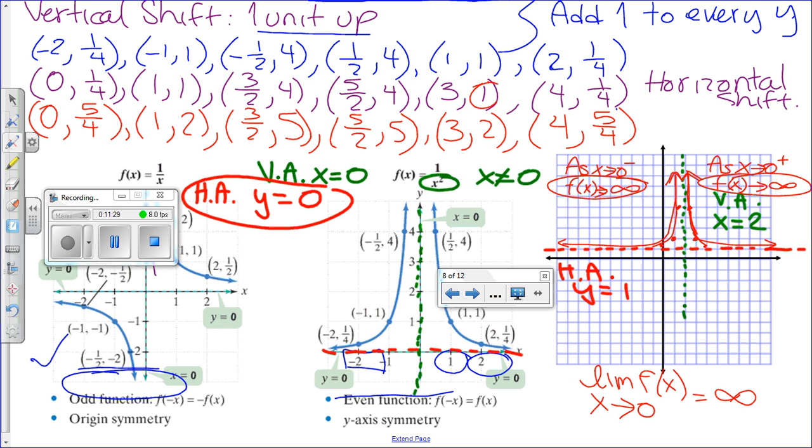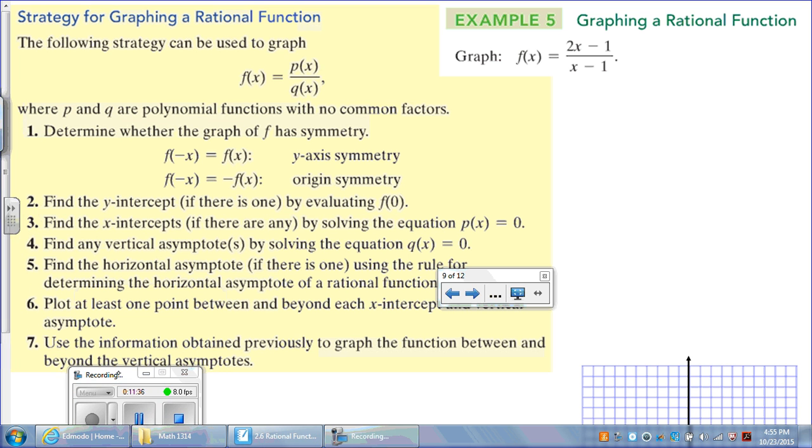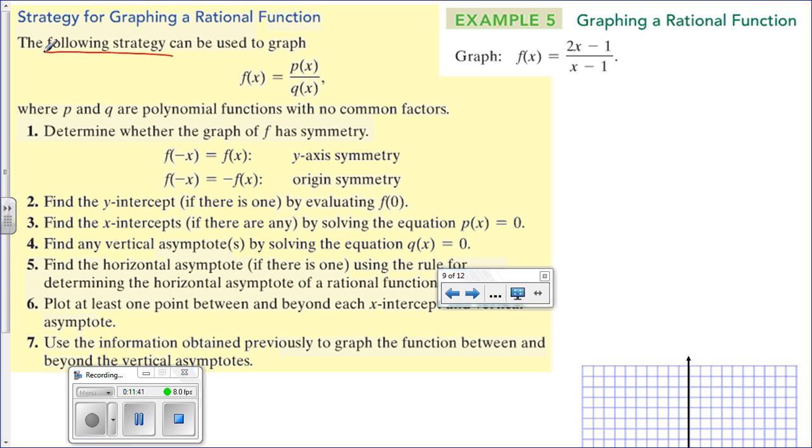So let's go to the next slide. And here we have steps to graph a rational function. And so let's go over them quickly. So steps or strategies. We're going to refer to p as the numerator, q will be the denominator. And remember, those two are polynomial functions. So first, one thing that is useful is to determine if the function has symmetry. If the function is even, it will be symmetric with respect to the y-axis. If the function is odd, it will be symmetric with respect to the origin.